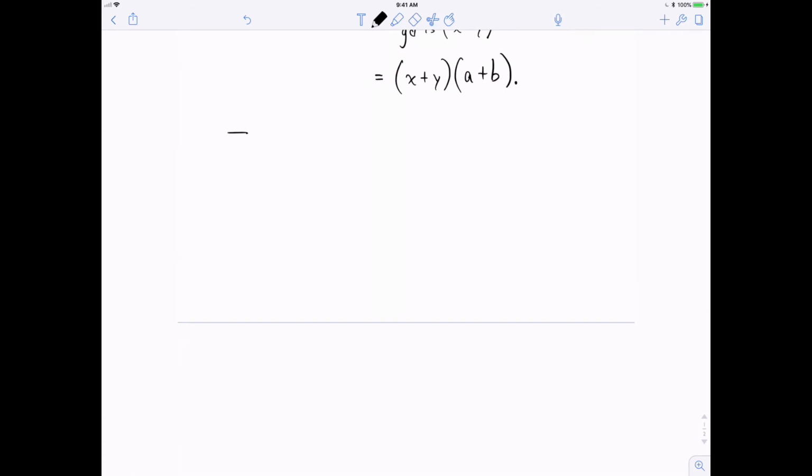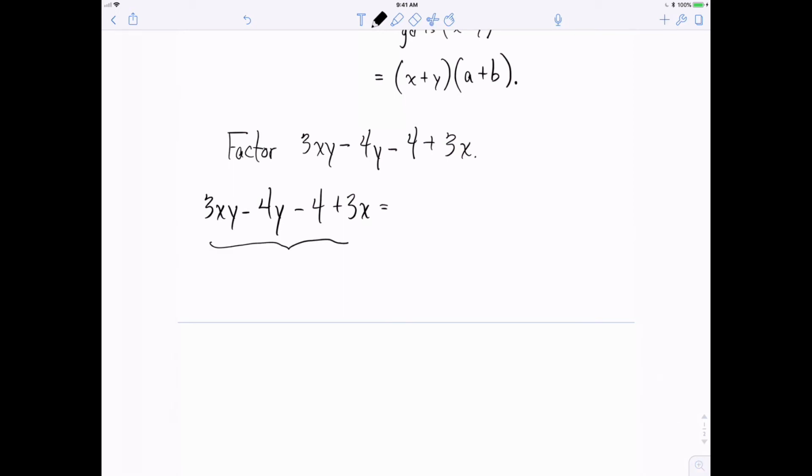So again, let's try this. Factor 3xy minus 4y minus 4 plus 3x. Okay, so there's a few different approaches, and I'll try both. 3xy, I'm going to just rewrite the problem. That's just good practice in math. Minus 4y minus 4 plus 3x. So there's no GCF in this entire problem.